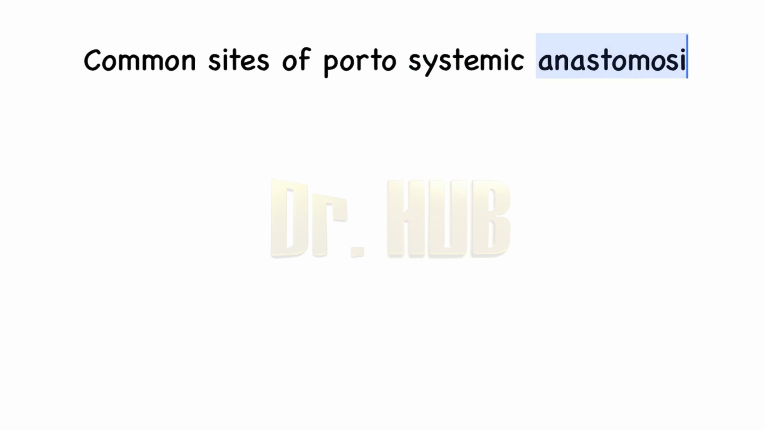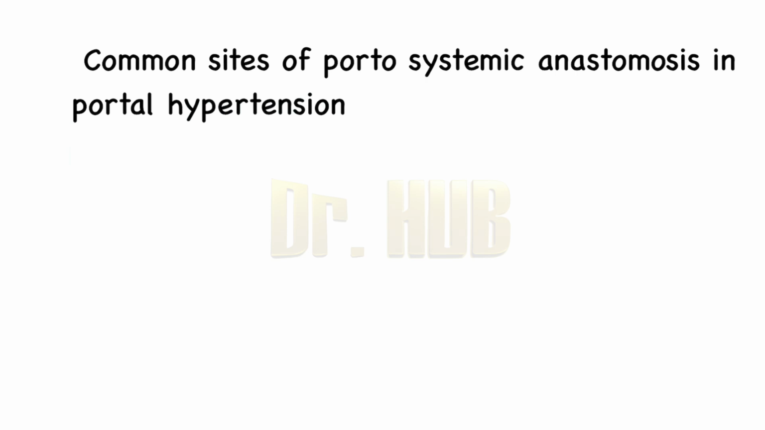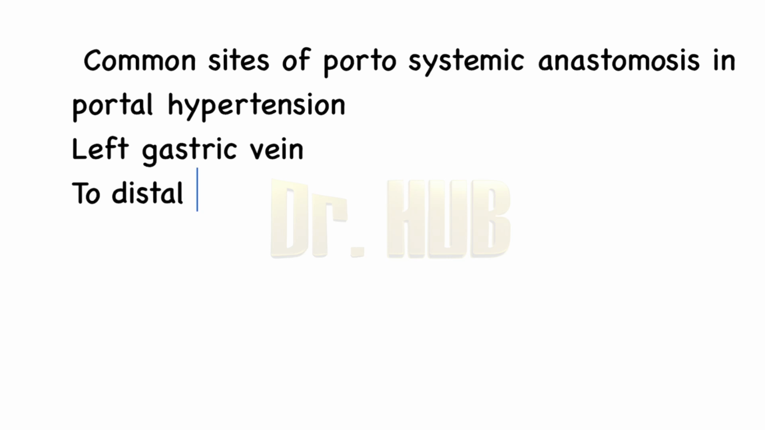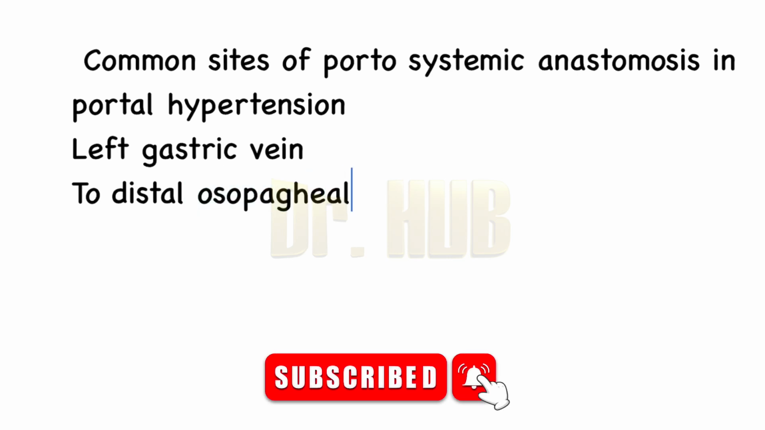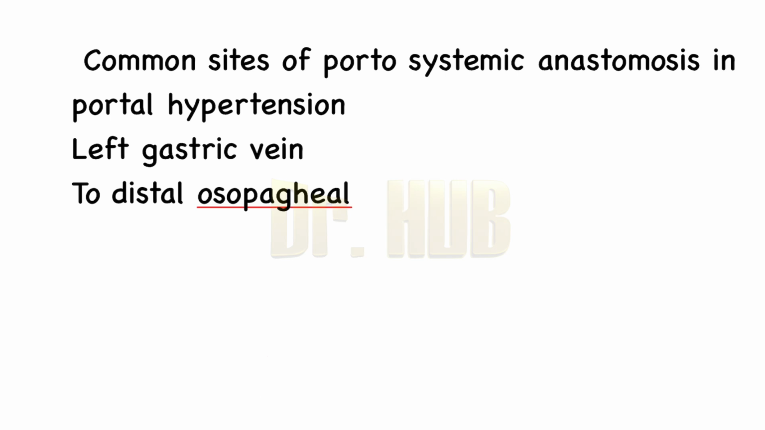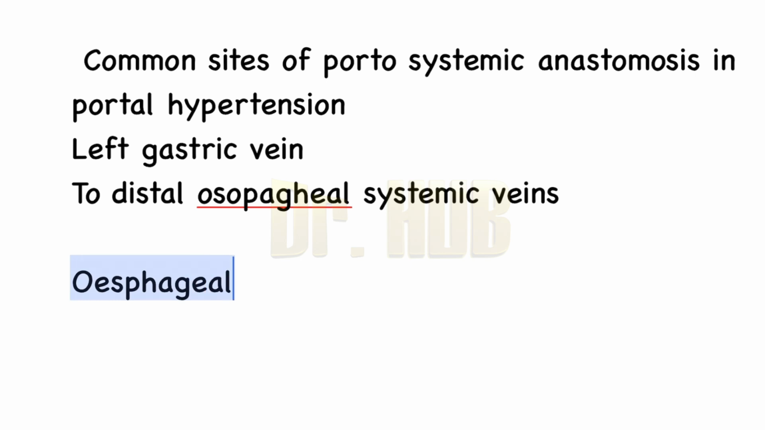Common sites of the portosystemic anastomosis in portal hypertension. This includes the left gastric vein to the distal esophageal veins, that is the systemic veins, and it presents with esophageal and gastric variceal bleeding.